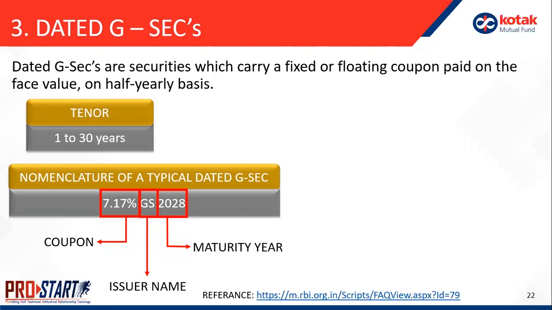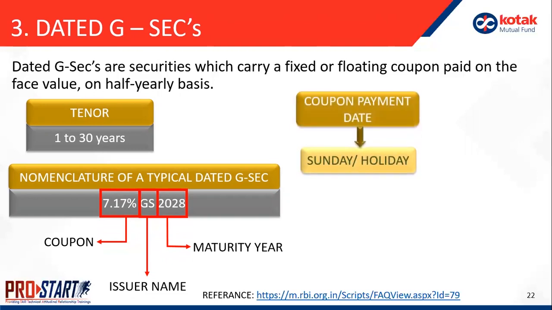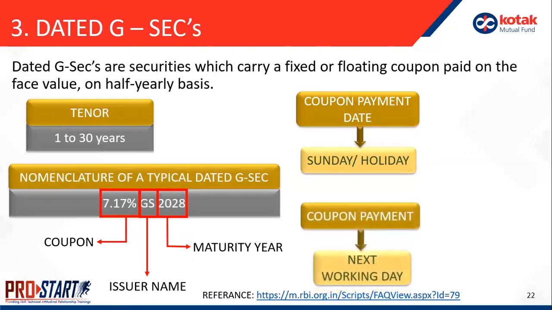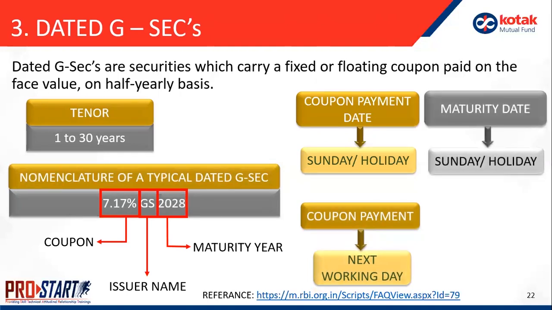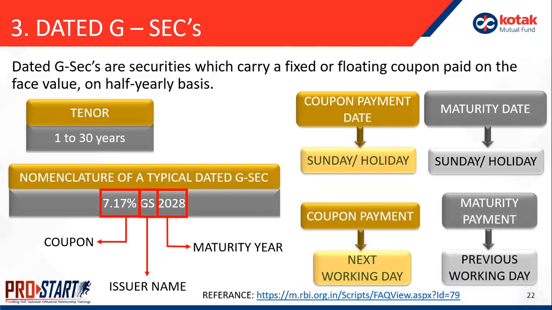If the coupon payment falls on a Saturday or a Sunday or any other holiday, the coupon payment is made on the next working day. However, if the maturity date falls on a Saturday or a Sunday or a holiday, then the redemption proceeds are paid on the previous working day.